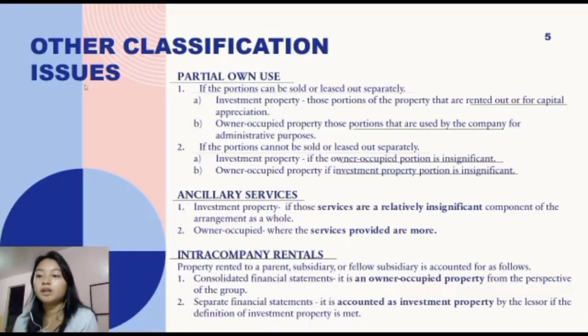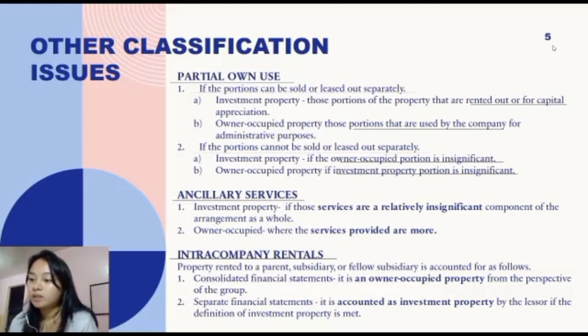We have here other classification issues. First is if the portions can be sold or leased out separately. Investment property are those portions of the property that are rented out or held for capital appreciation, and owner-occupied property are those portions that are used by the company for administrative purposes. Second is if the portions cannot be sold or leased out separately. It is investment property if the owner-occupied portion is insignificant.